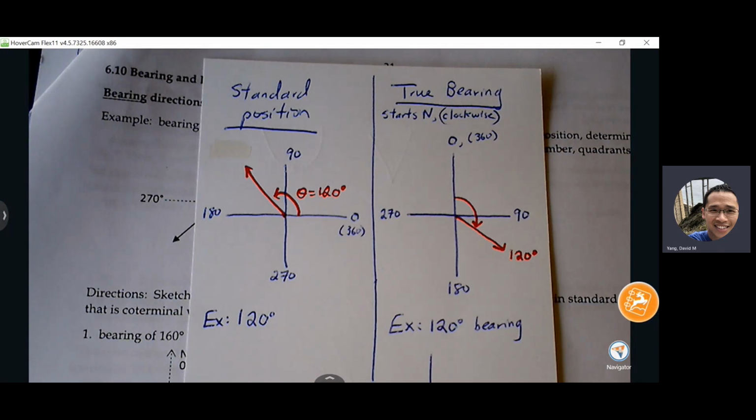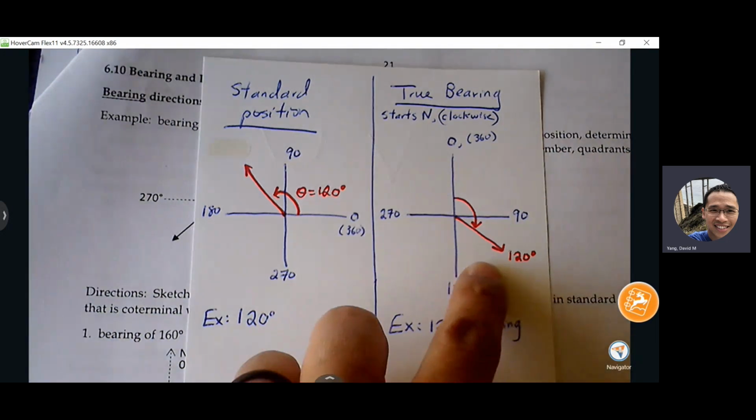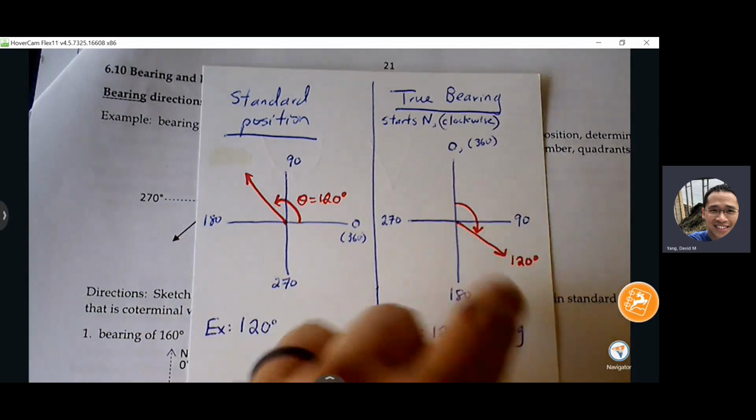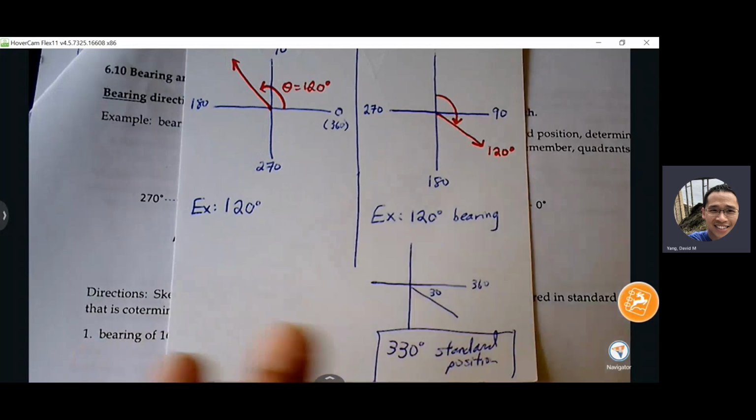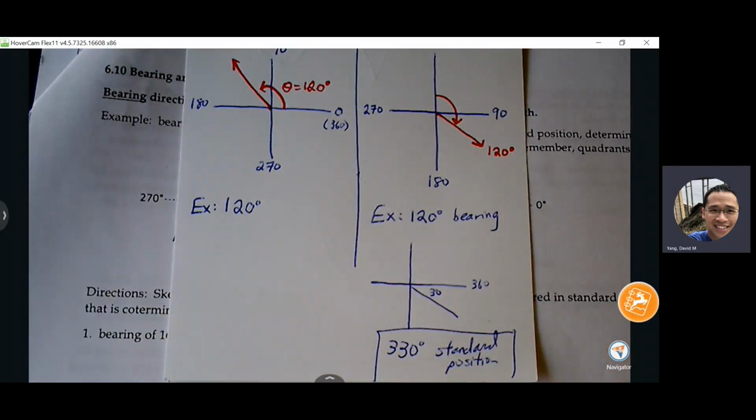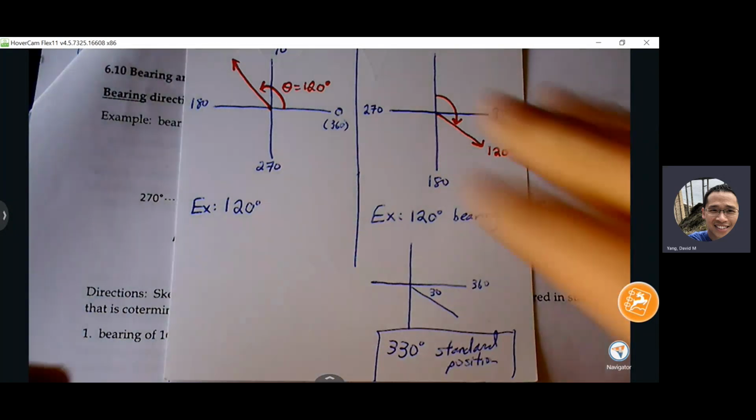I'll go back to the notes here in a second, but for instance, real quick, standard position, 120 degrees. We just go 90 plus 30, and that'll get us to 120. True bearings, if I'm trying to get to 120 degrees, then I'm going 90 and 30, but I'm going to end up in the fourth quadrant, right? And so the standard position for something that is 120 degrees true bearing will be 360 minus 30, which is 330. Right, so we're still using the same coordinate plane, but we're just counting from a different starting place, and we're moving in the opposite direction that we would expect.